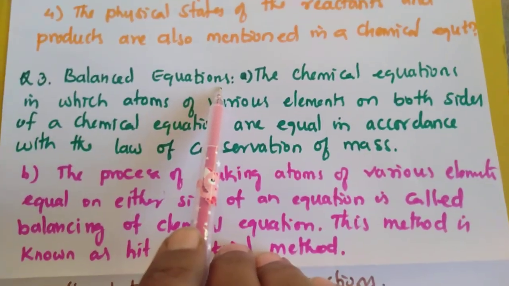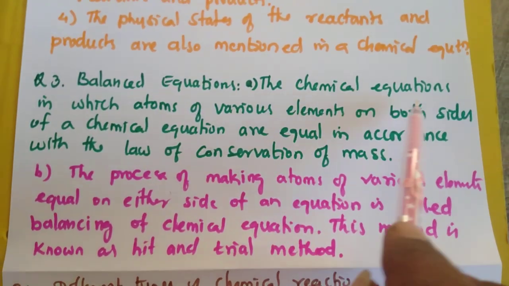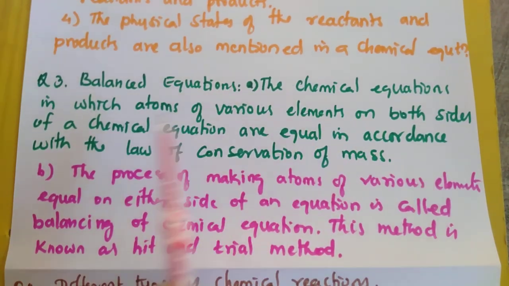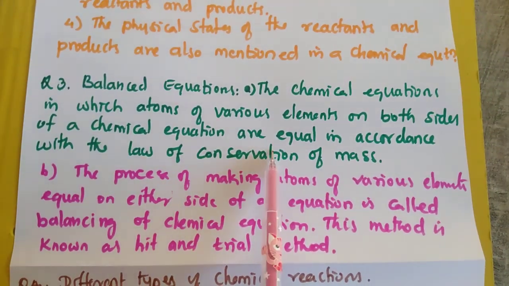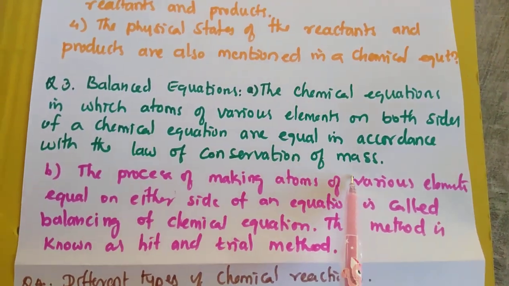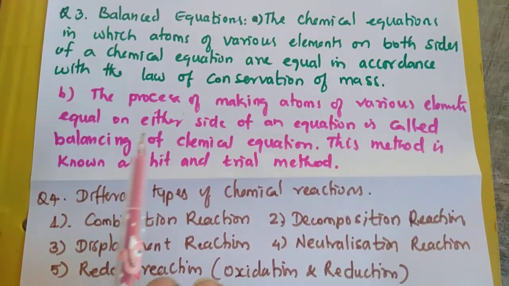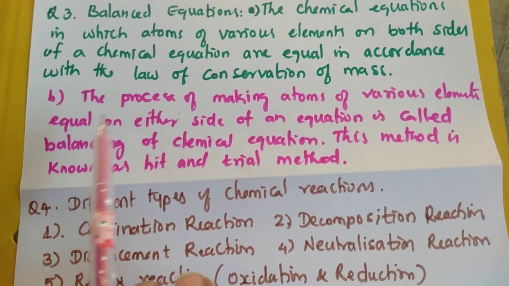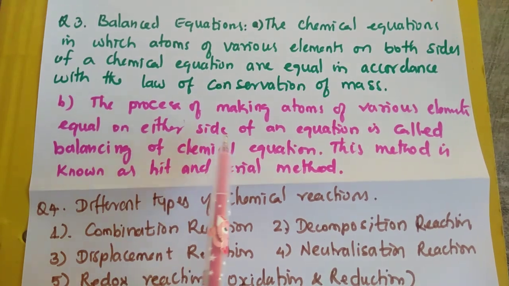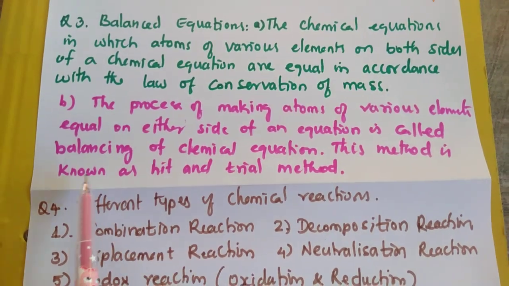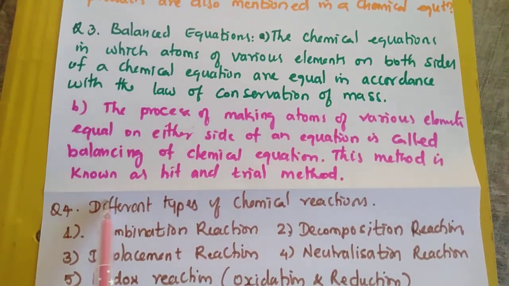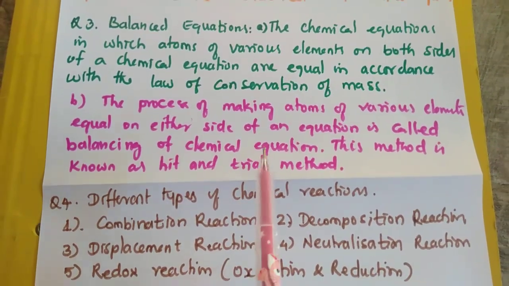Next, balanced equations. What do you mean by a balanced equation? A chemical equation in which atoms of various elements on both sides are equal, in accordance with the law of conservation of mass. The second point: the process of making atoms of various elements equal on either side of an equation is called balancing of the chemical equation. This method is known as hit and trial method.